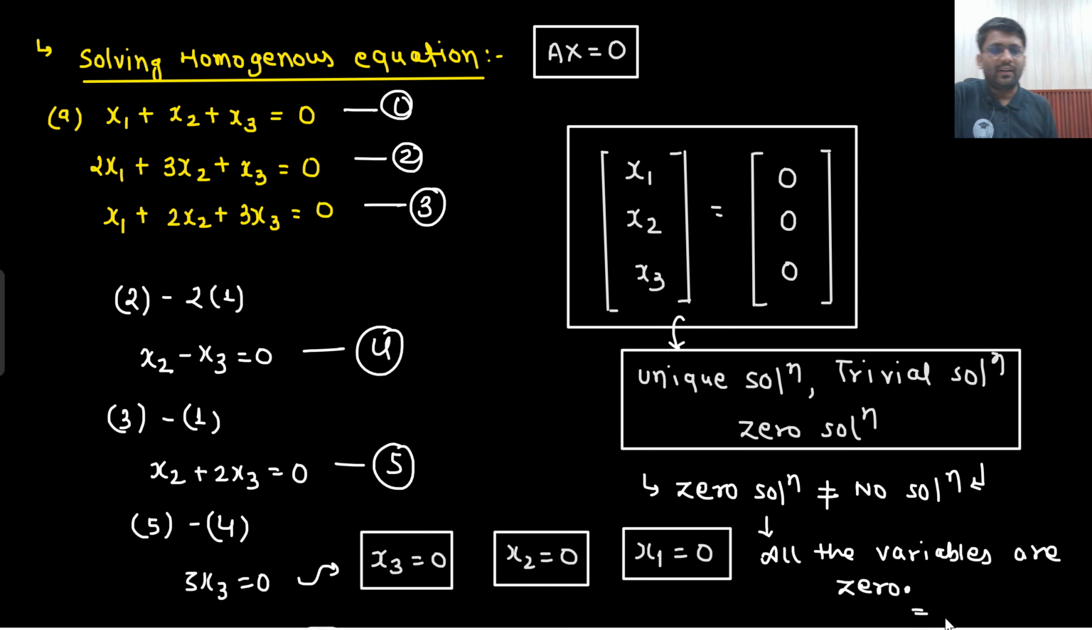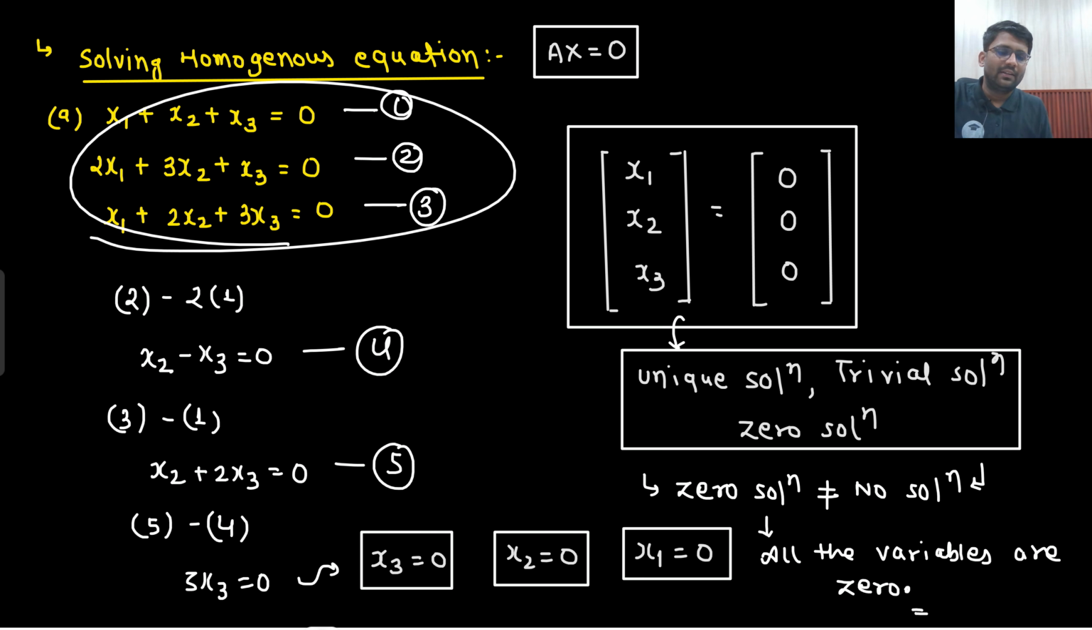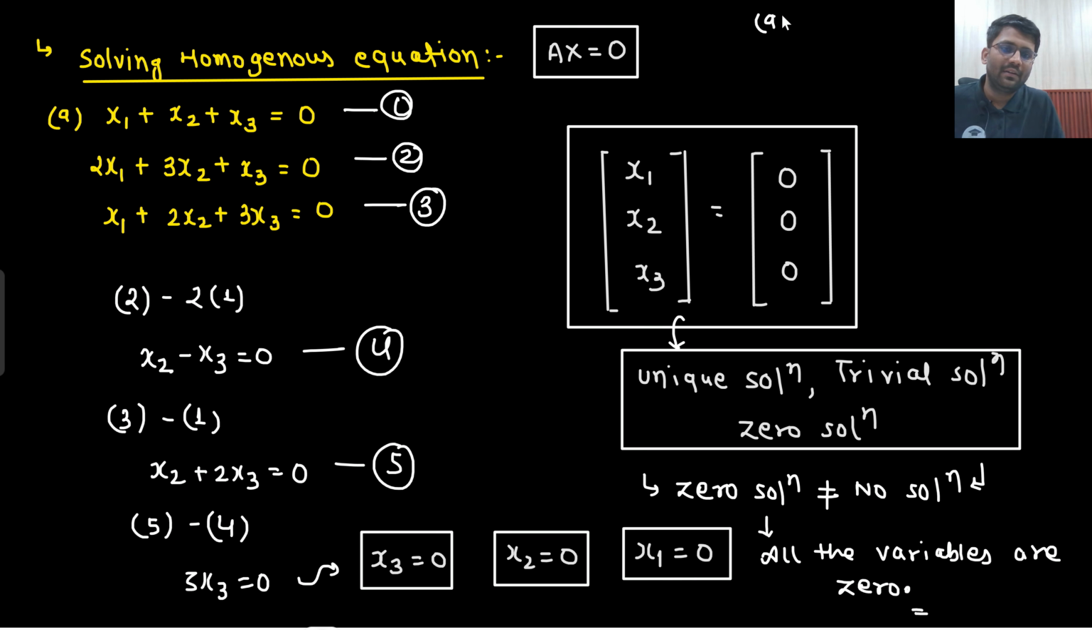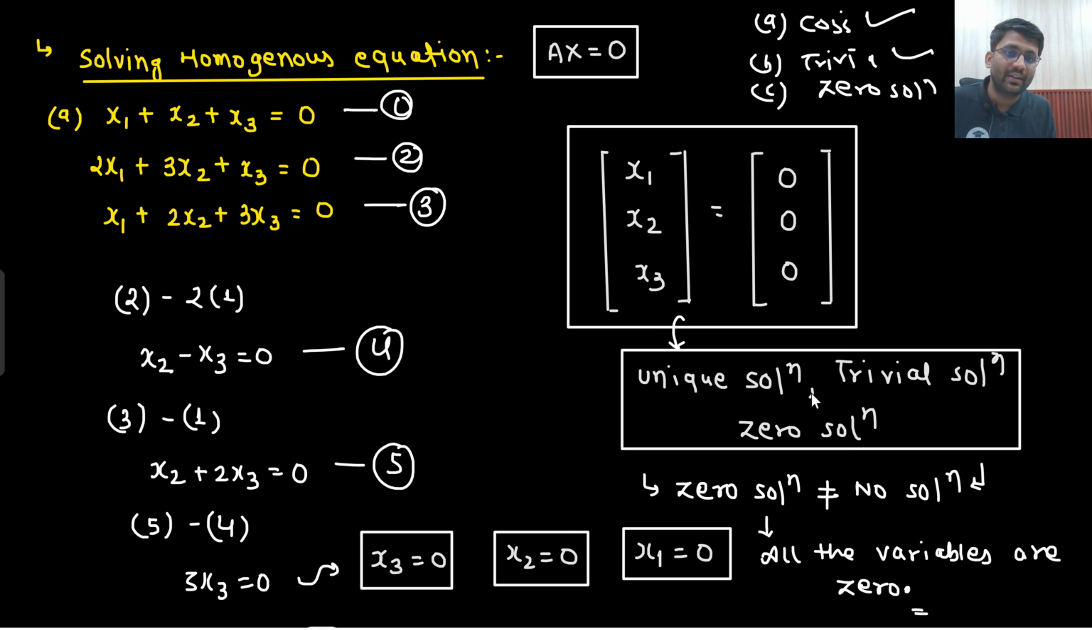So in the examination, if this set of equations is given, the options are: option A, consistent solution. Yes, if a solution exists, then a consistent solution would be there. Option B, trivial solution. Yes, that is also correct. Option C, zero solution. That means all variables should be zero. Yes. And option D, no solution. This will be wrong, because no solution means no solution exists, which is not possible.